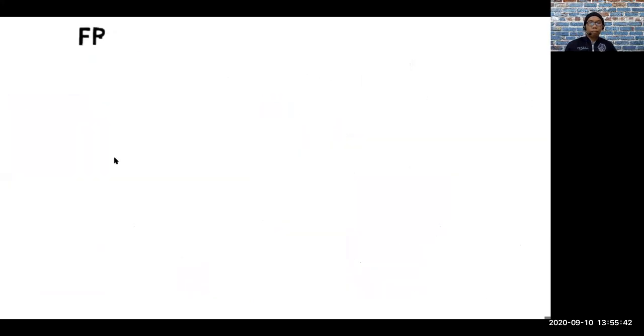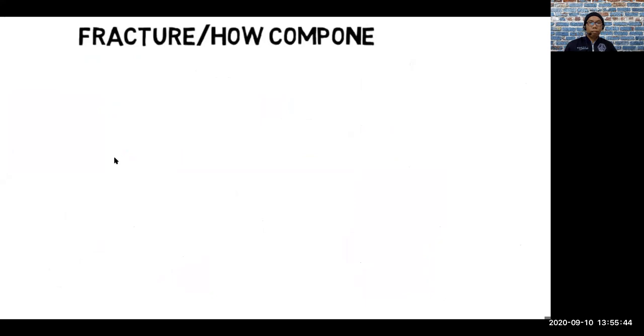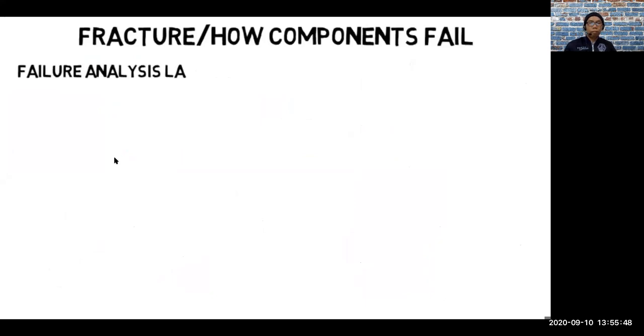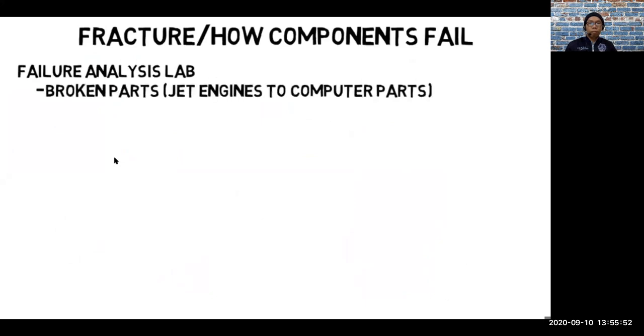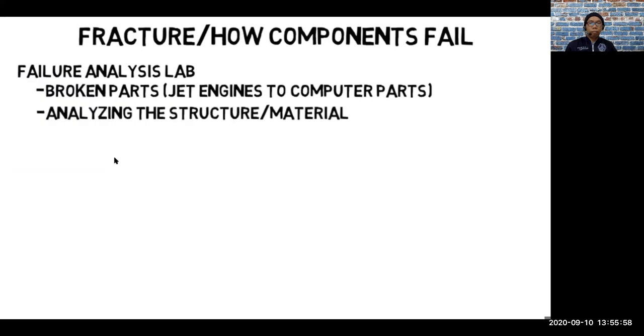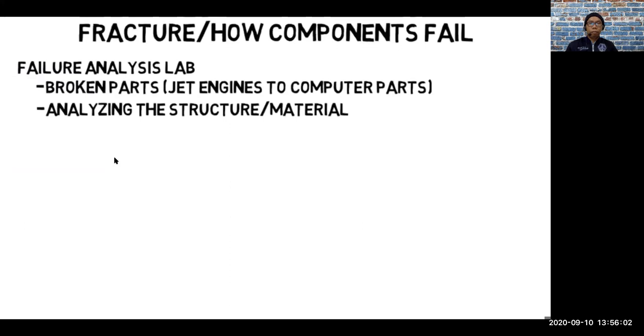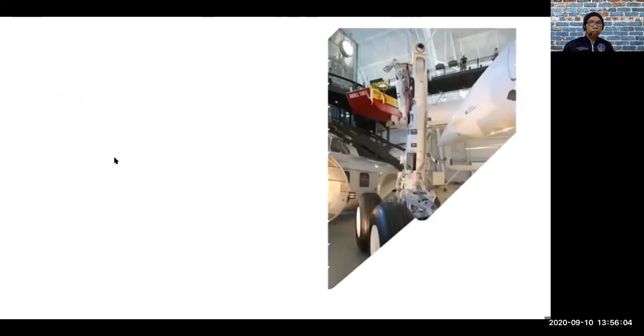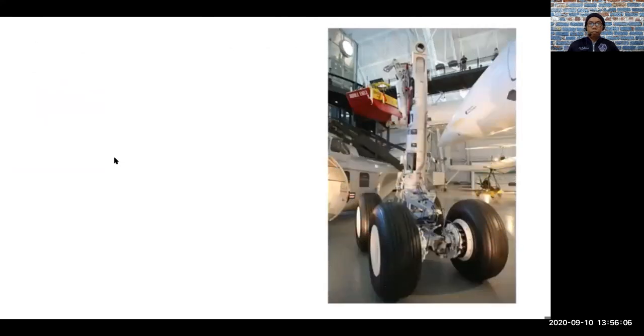And on that topic, materials engineers deal a lot with fracture and how components fail. So you could work in a failure analysis lab where you have broken parts that can range from jet engines to computer parts and have to figure out what went wrong, and it's really about looking at the structure and material itself. The materials engineer who wrote this video with me had a job in a failure analysis lab where he had to look at the landing gear of a plane. But not shown here, the landing gear had a huge crack around it which almost broke it during landing.